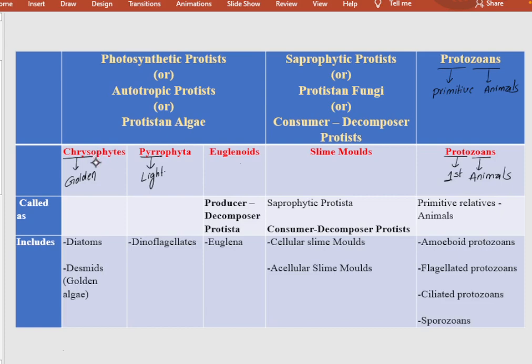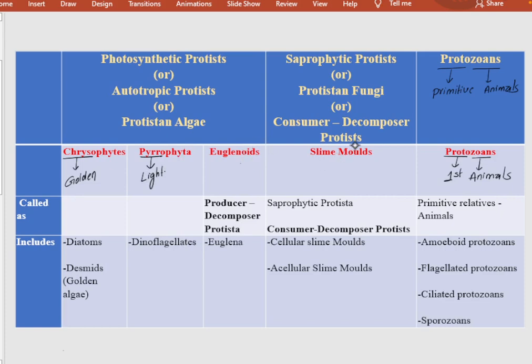Okay. So chrysophyte. The word chrysophyte means golden algae. So golden algae is desmid. So chrysophytes, pyrophytes. Phyta means plant. Why did they keep plant? Because they are photosynthetic. So the word phyta came because they were in the plant lineage classification. Phyta came. Okay. So dinoflagellates will come.